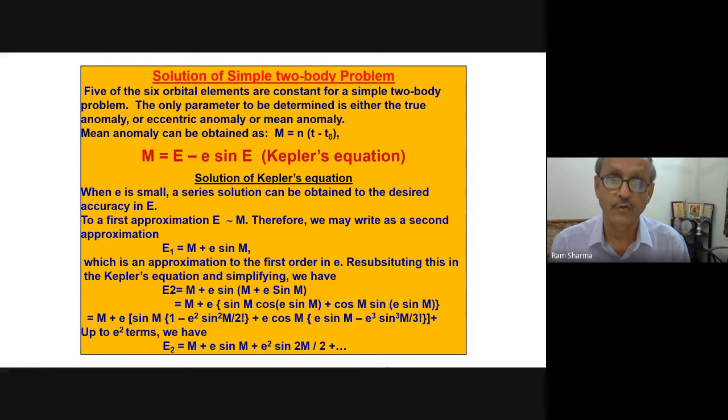Now you can see here, you have expanded: e cos M times (1 minus e squared sin squared M by 2 factorial), and then you have expanded e sin M, that is e sin M minus e cubed sin cubed M by 3 factorial, and now you take only e squared terms. So only 3 terms will come. First M will come, and e sin M will come from the second one, and then the other one will come only e into e squared, and then this will come e squared.